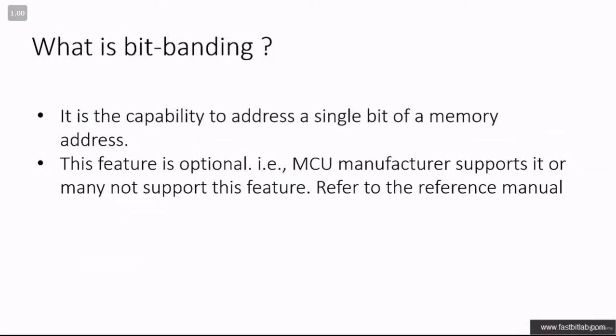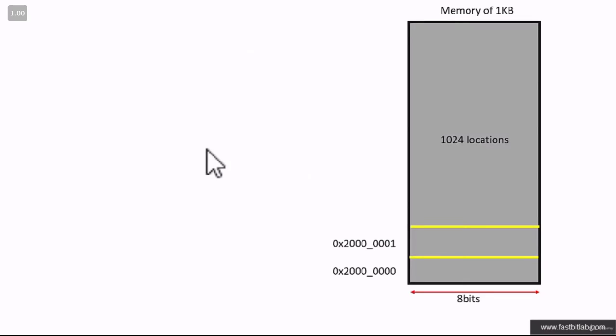Let's understand what exactly this concept, bit banding, is. Let's say you have memory of 1 kilobyte. How is this memory organized? The width of the memory array is 1 byte. That means 1 into 1024 different locations. That would be 1 kilobyte, isn't it?